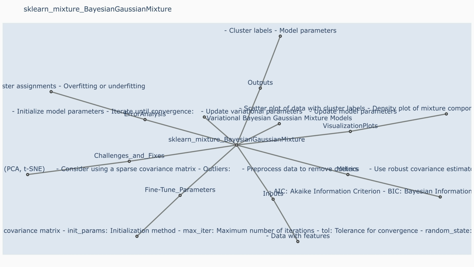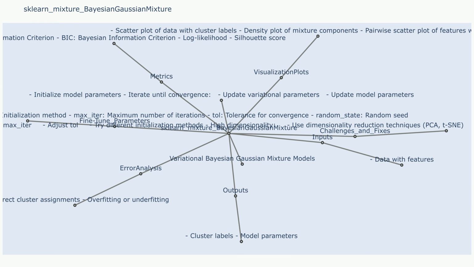sklearn.mixture.BayesianGaussianMixture. Description: a probabilistic model that assumes the data is generated by a mixture of Gaussian distributions, with the number of components learned automatically. It utilizes a Bayesian approach with a Dirichlet process prior for the number of components, allowing for flexible model selection.